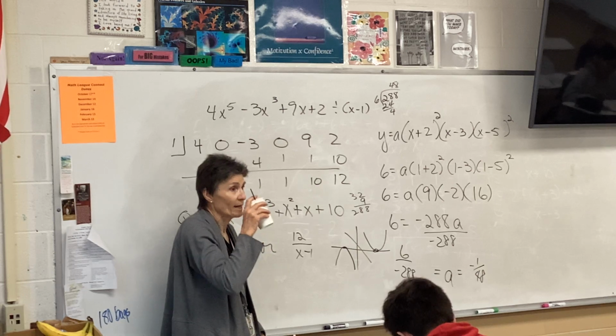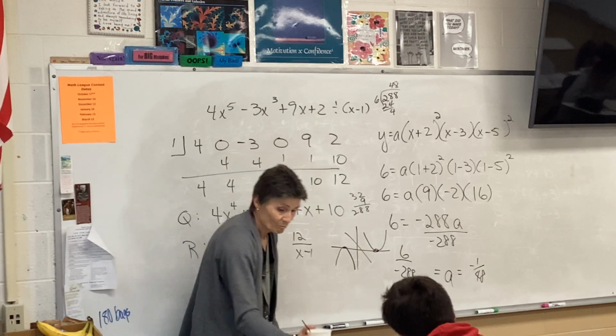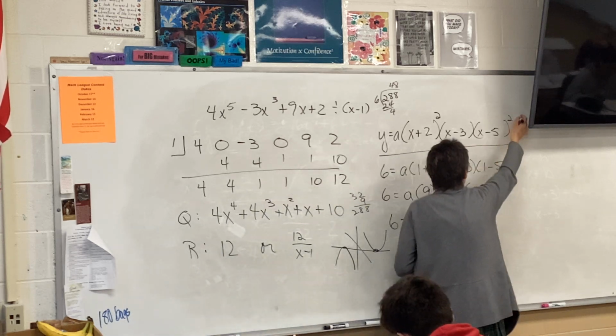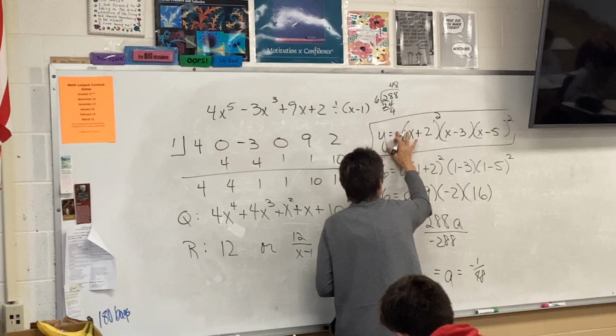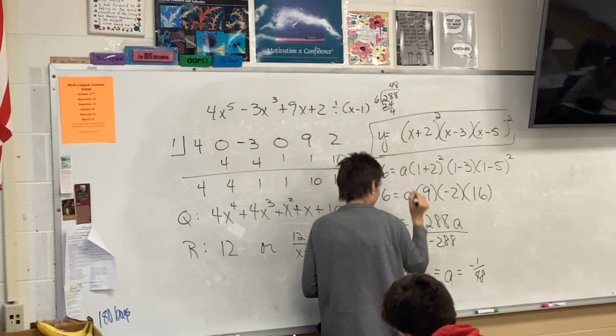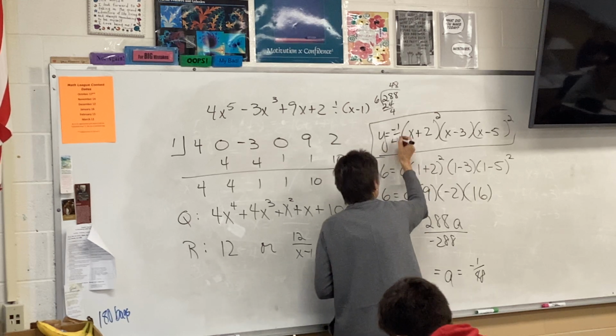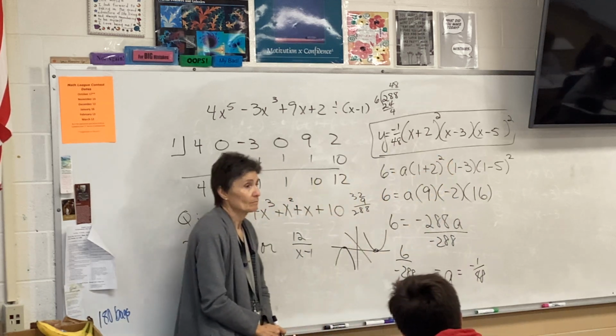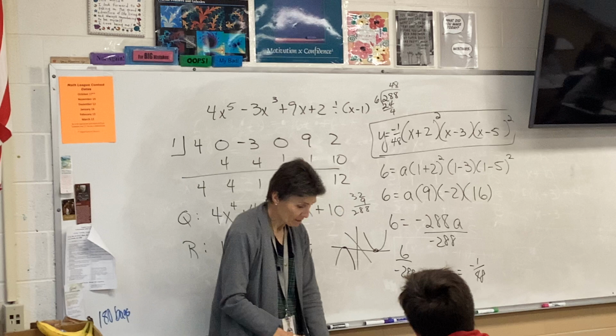So what goes in the answer blank? The whole top part with the A, this whole thing right here, except instead of A, we're gonna put in -1/48. That's what goes in the answer blank. The whole equation.